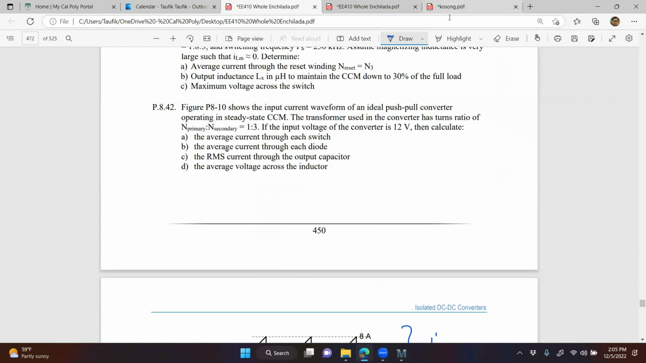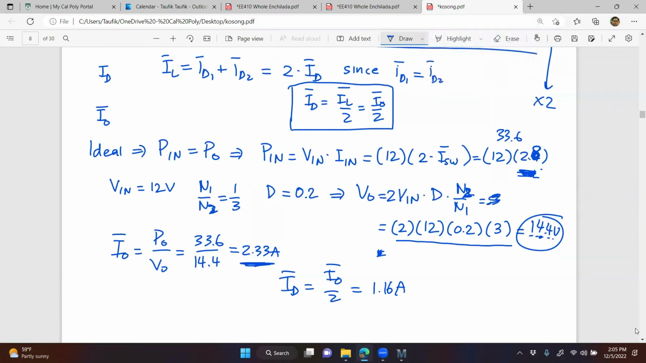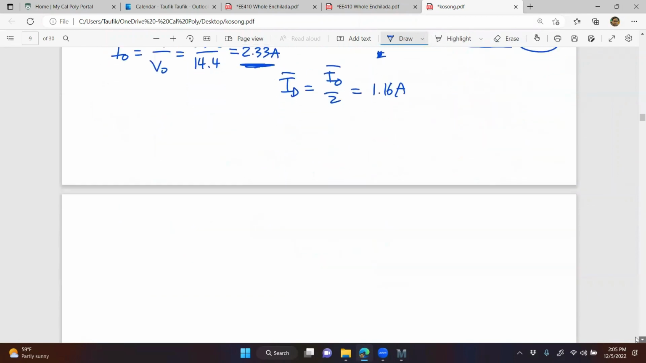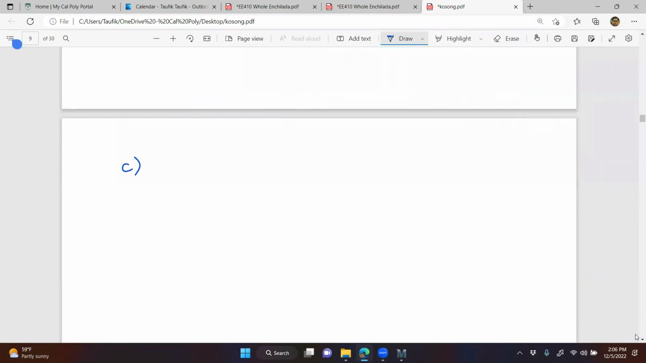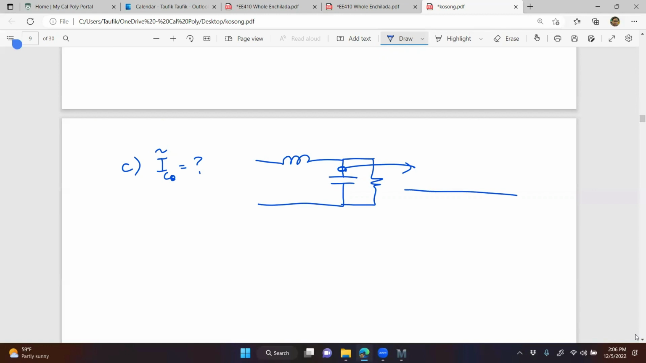RMS current to the output capacitor. I of C out, RMS. So we know that for a push-pull derived from a buck converter, we have the same output stage like this. Therefore, the shape of the current through the capacitor is going to be a triangular waveform. Right, it's going to be like this. We just need to find the peak-to-peak ripple on this one.